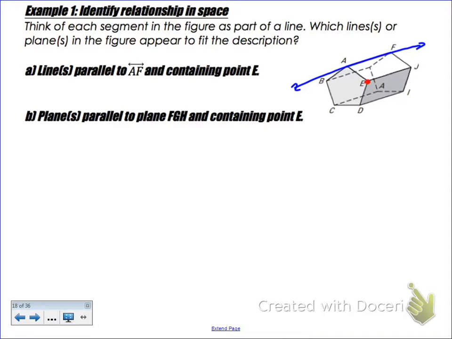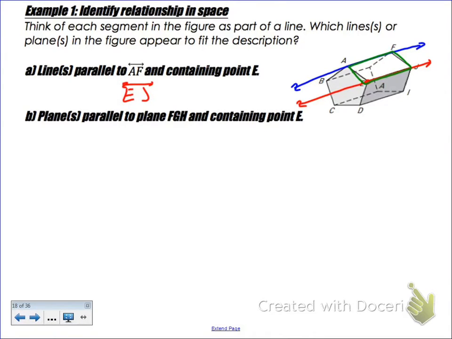So remember, parallel, we just defined it. We're looking for two coplanar lines that are never going to intersect. Something in the same plane would be line EJ. This is coplanar, like I said, being in the same plane, the plane being this rectangle right here. And they're never going to intersect if they go on forever in each direction. So a line that's parallel to AF containing point E would be line EJ.